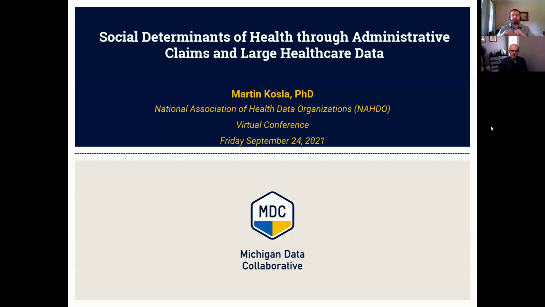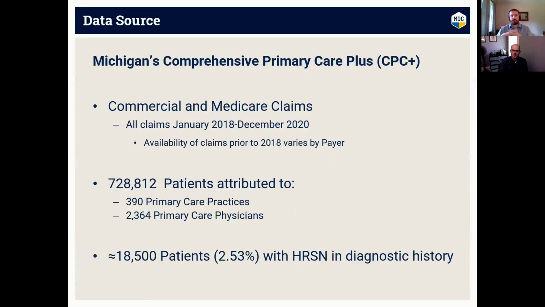Hi, my name is Martin Kosla. I'm the Business Intelligence Analyst at the Michigan Data Collaborative. And over the past year, my team and I have conducted a very complementary analysis to the one that Wyatt just presented. We leveraged data from Michigan's Comprehensive Primary Care Plus initiative, our CPC Plus, which includes both commercial and Medicare patients. And by analyzing their claims, we were able to identify approximately 18,500 patients with a health-related social needs diagnosis. This prevalence is 2.5% of the total CPC Plus population in Michigan.